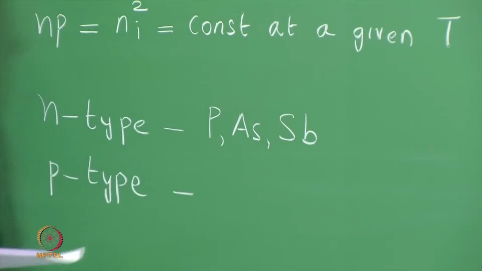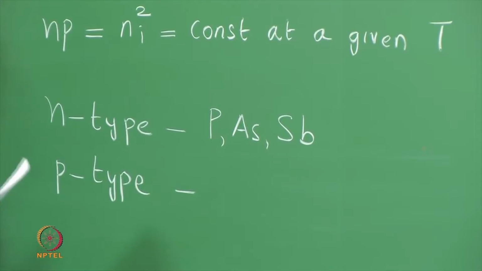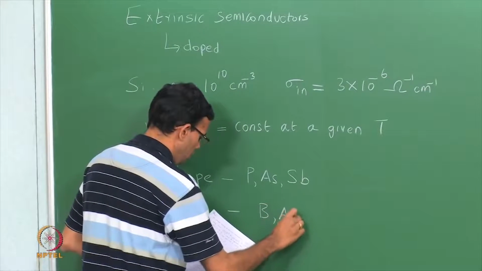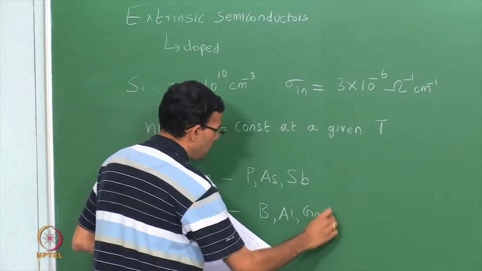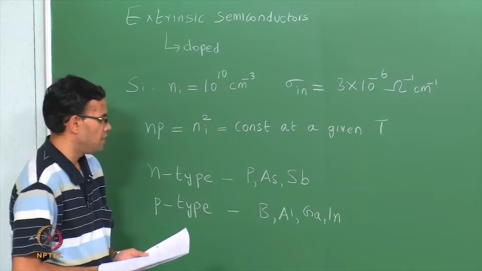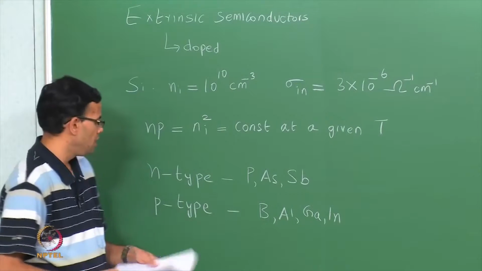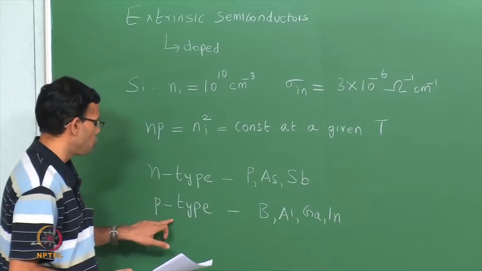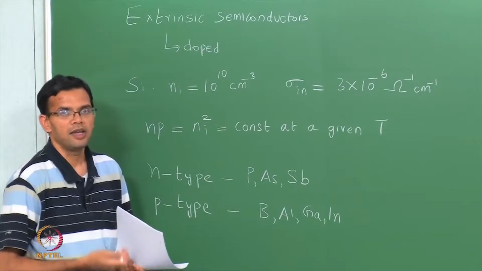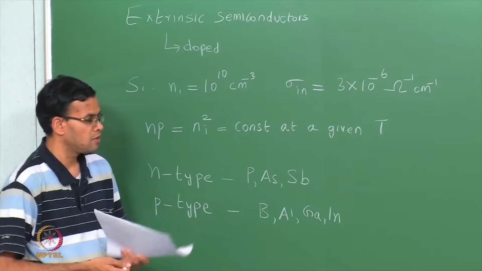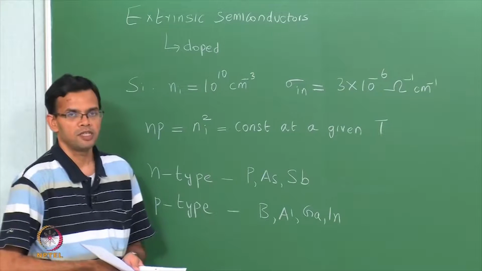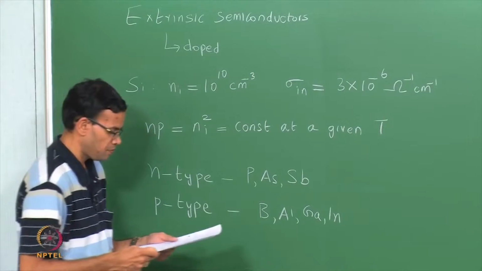Similarly, we saw that we could form P type by doping with group 3, boron, aluminum, gallium and indium. These form energy states that are close to the conduction band in the case of N type, or close to the valence band in the case of P type, so that these are ionized at room temperature. So let us look some more today at the properties of extrinsic semiconductors.